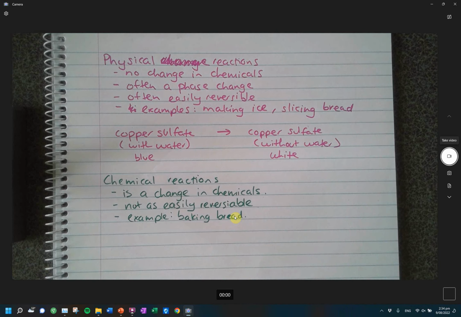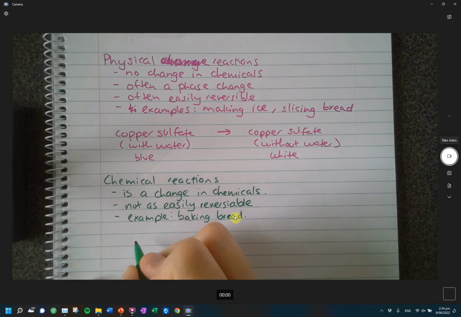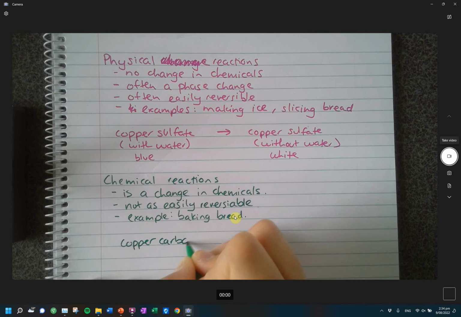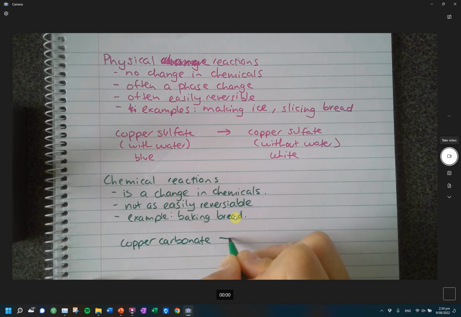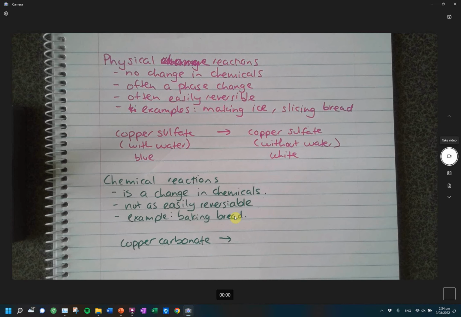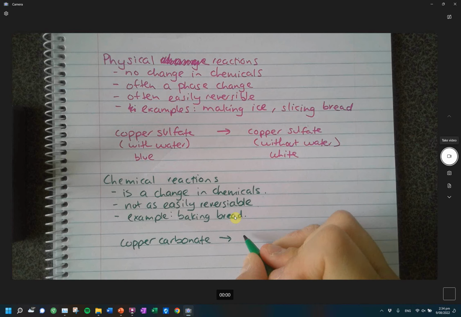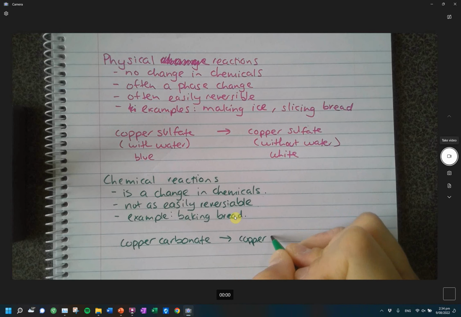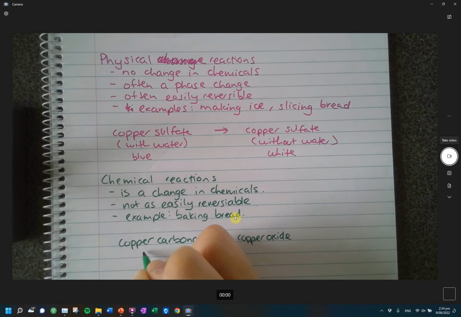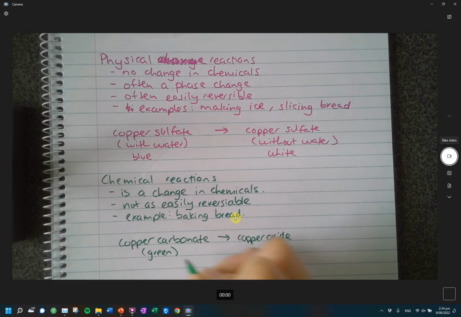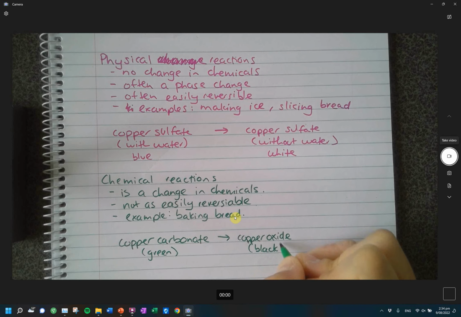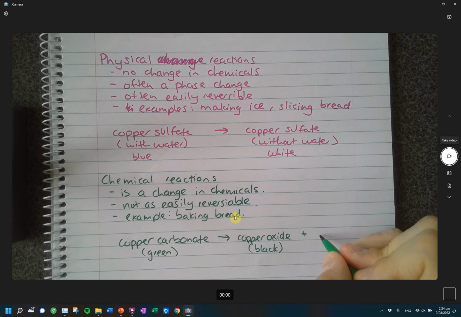For example, with that demonstration, like I said, we started with copper carbonate. And when I heated it, it turned black. And that black substance is something different. It's copper oxide. So that was my green color, and that is my black color. The other thing that you guys probably didn't notice coming off, because it is a colorless gas, is carbon dioxide.